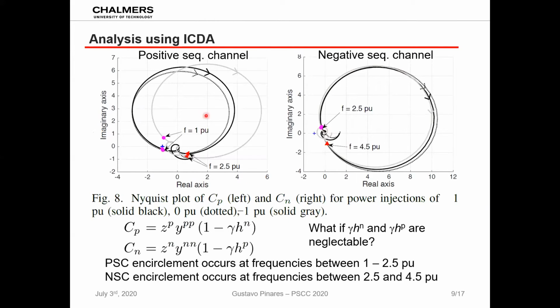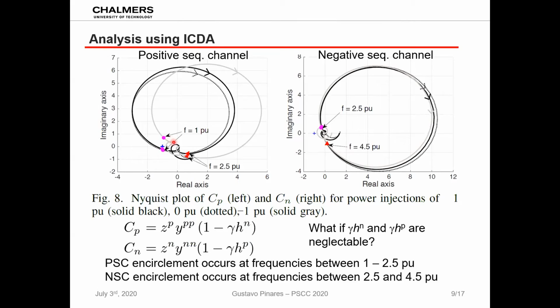So this is the Nyquist plot of the two open loop channels for different power injections. We have here the positive sequence channel, defined by CP, and this is defined by this expression. We have the plots for power injections of -1, 0, and +1, and we see that when the power injections are +1 and 0, they enclose the point -1, indicating that the system is unstable.